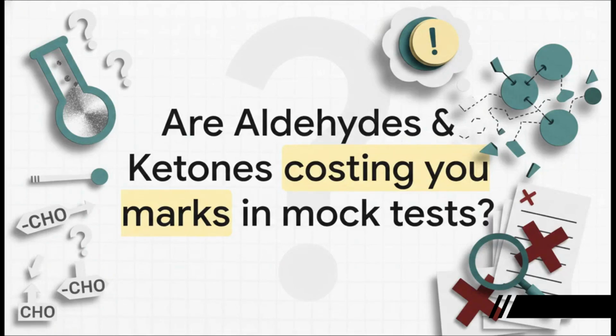So let's be real for a second. Are you seeing questions on Tollens test or reactivity order in your mock tests and just guessing? Do you kind of get stuck trying to figure out what the product of a reaction is going to be? If that sounds familiar, don't worry. You are in the perfect place.